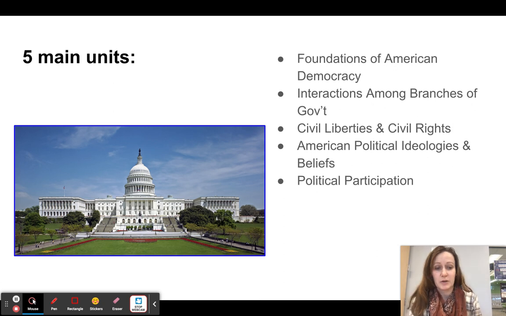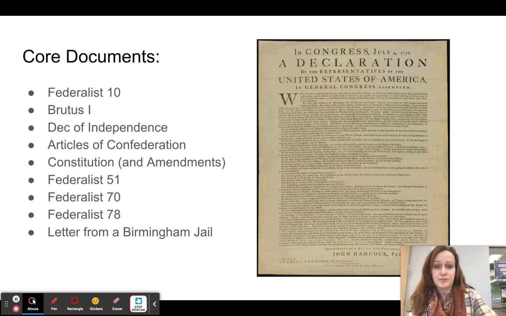We learn about civil liberties and civil rights, and you learn also about the history of those rights and how people have fought for them over time. American political ideologies and beliefs. Where do people's ideas come from and how do they differ? And also political participation. What are ways for people to participate in our government structure today? And how do they need to be participating in order for our democracy to be successful?